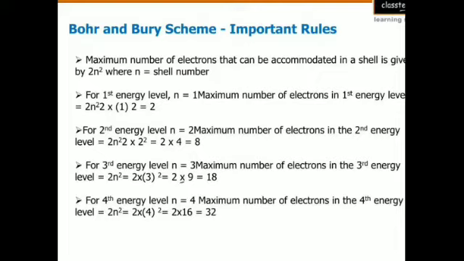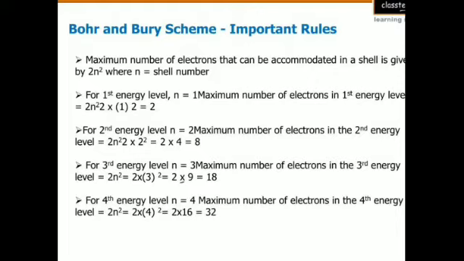What do you have around the nucleus of the atom? You can imagine the structure of the atom having the nucleus, surrounded by energy levels or shells or orbits, and the electrons are distributed in these orbits in the increasing order of their energy. And how they are arranged is according to the Bohr-Bury scheme, which gives the maximum number of electrons that can be accommodated in a shell of an atom.